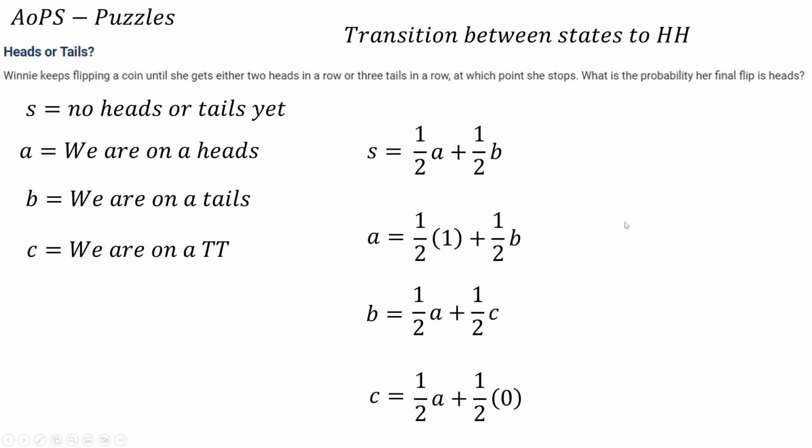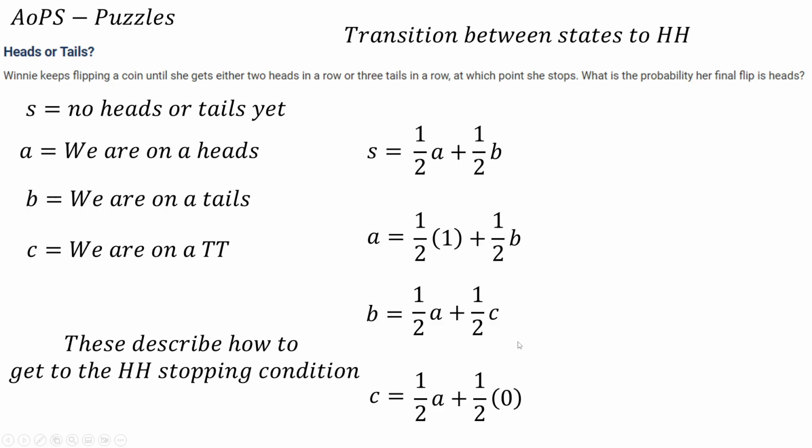Okay, so these all describe how to get to the HH stopping condition. That's why we have a 0 for the tails, because that's not what we're getting to, that's not what these are describing. And that's why we have a 1 for the heads, because all of these define how to get from them to heads, not to tails. If we were defining them in terms of how to get to tails, we'd put a 1 here for the tails, and we'd put a 0 here for the heads. Hopefully that makes sense.